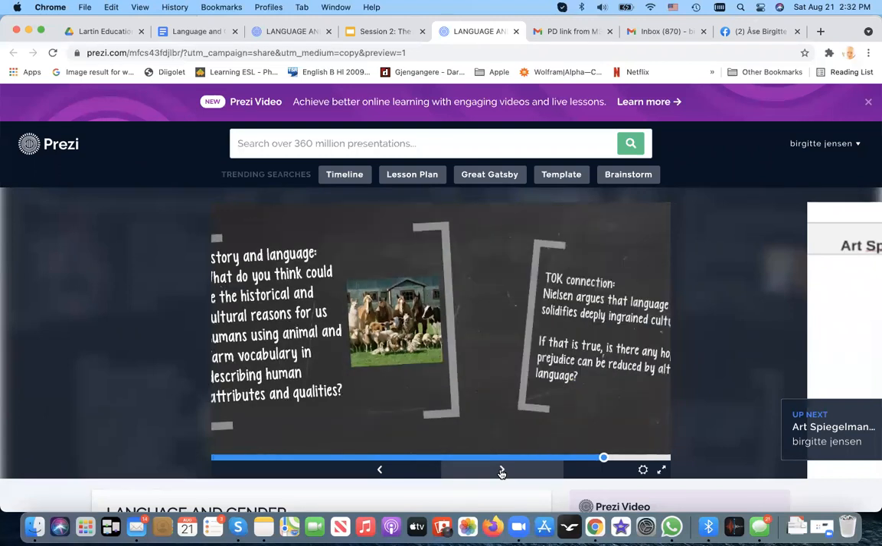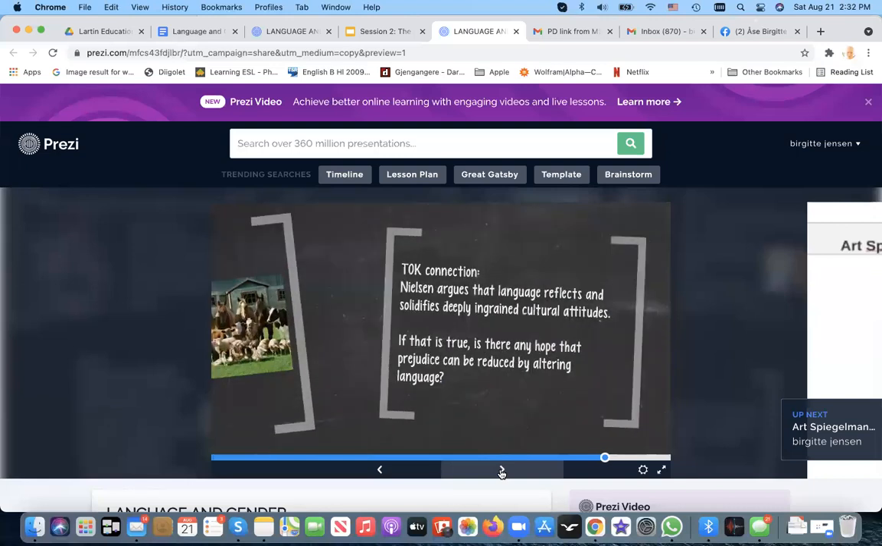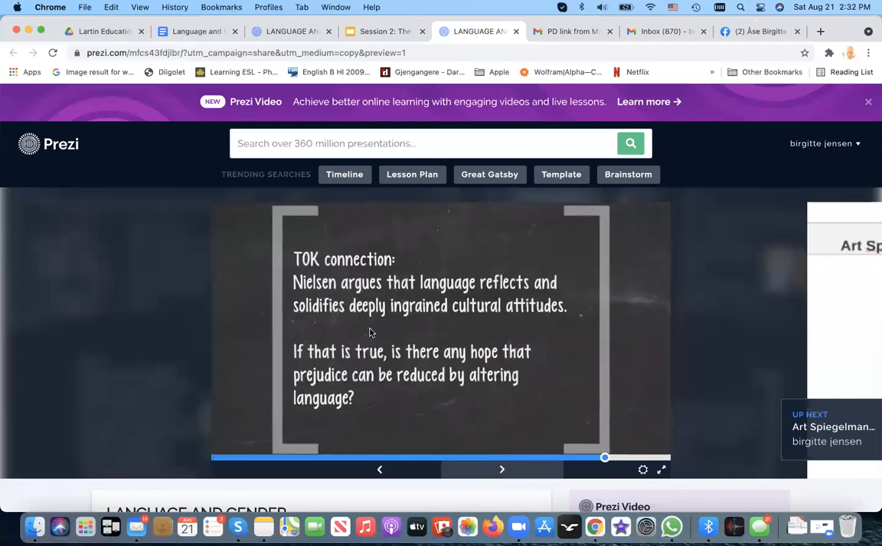So that's it for our lesson. TOK connection is a different subject that I teach, but I like to connect the subject. She argues that language reflects and solidifies deeply ingrained cultural attitudes. So by using this sexist language, we perpetuate it, we continue it.